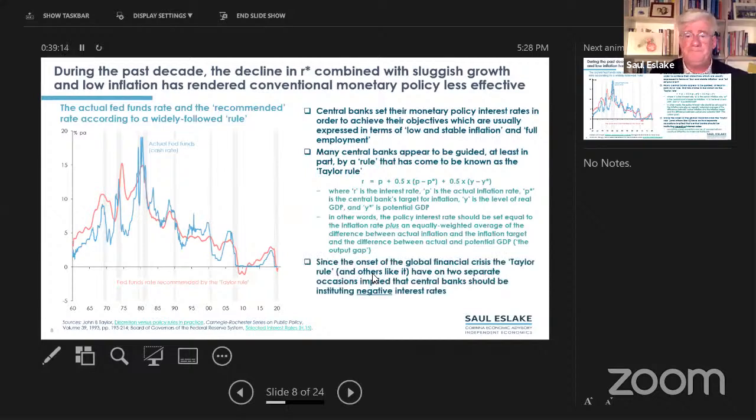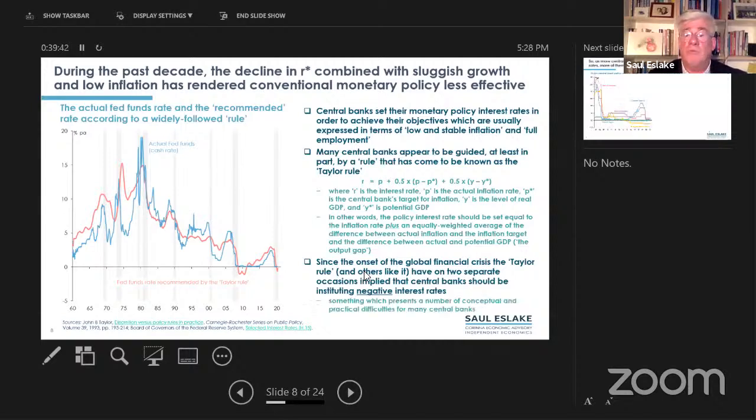But I want you to look closely at the chart with the pink line in the last 10 years, because what that tells you is that since the onset of the global financial crisis, there have been two occasions, both during the financial crisis and with the onset of the pandemic, when the Taylor Rule is telling central banks that they should be having negative interest rates. And that's something that central banks have found problematic, because having negative interest rates does present a number of both conceptual and practical difficulties for many central banks.